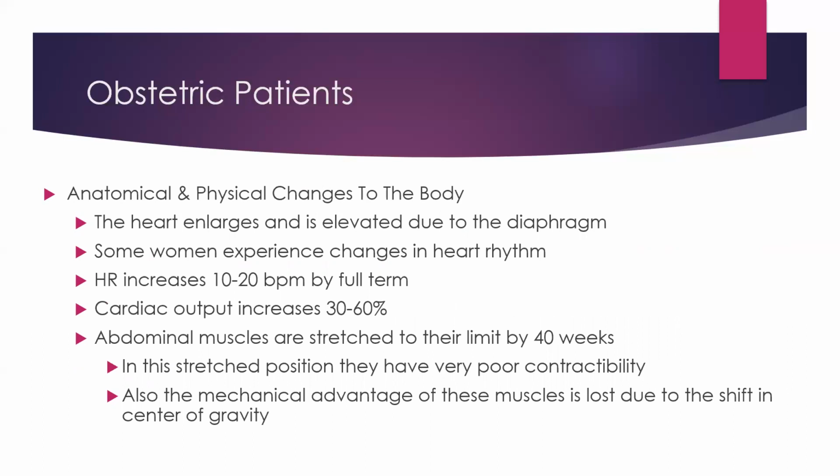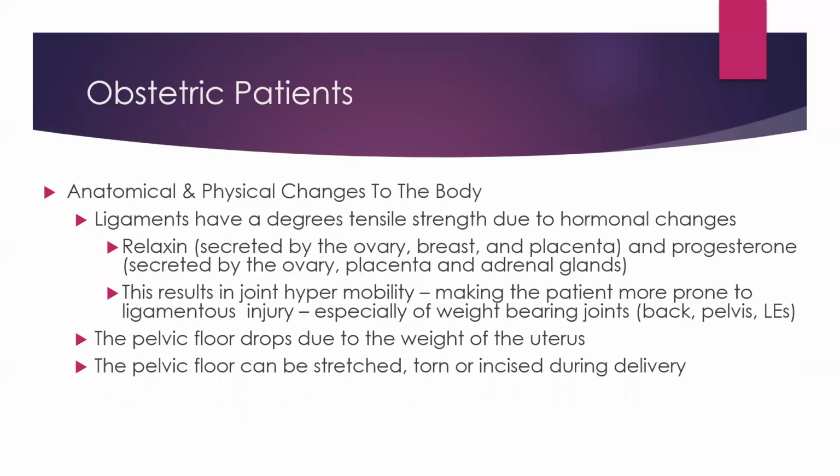And the mechanical advantage of these muscles is lost due to the shift in the center of gravity, because mommy is now kind of leaning forward. The ligaments have a degree of tensile strength due to hormonal changes. Relaxin gets secreted by the ovaries, the breast, and placenta, and progesterone secreted by the ovary, placenta, and adrenal glands. This results in joint hypermobility, making the patient more prone to ligamentous injuries, especially with the weight-bearing joints.